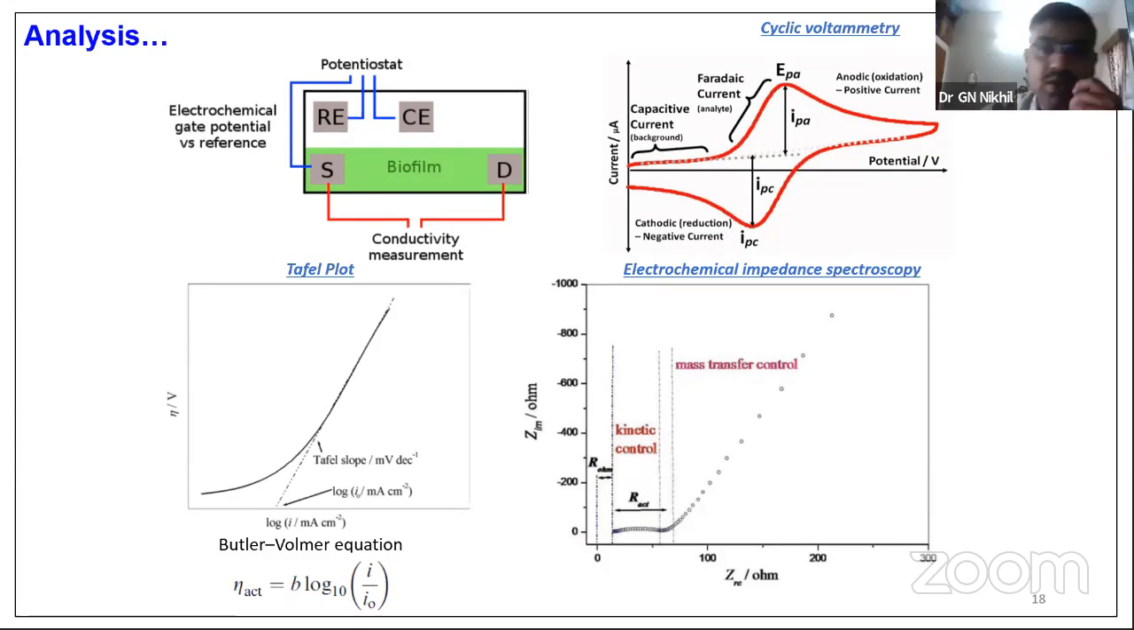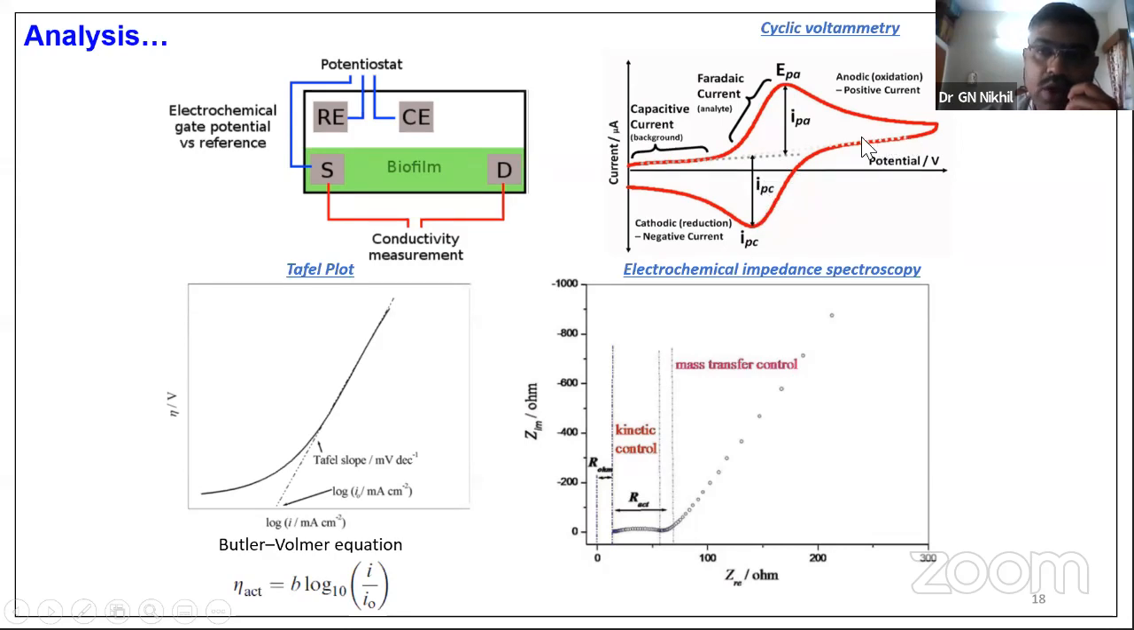So how fast you do it depends on the process. Usually for a biological process, the scan rates are very low. Recommended is 1 millivolt per second, something like that, because the processes are slow. Then, after this, you have linear sweep voltammetry.